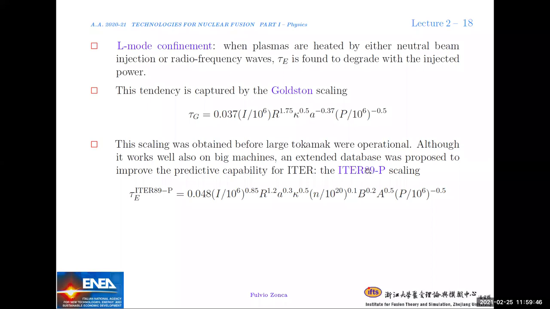Now, 89 is the year in which the scaling was obtained. P stands for some type of classification inside the various scalings that were produced around those times. But this was very popular, the ITER 89P scaling, in which these various power coefficients were changed a little bit. It introduced not only a little variation in the scaling with the current, but also a little dependence on the magnetic field. And still, one had isotope scaling, so going to larger isotope numbers could be favorable, and there was still this unfavorable scaling with the power.